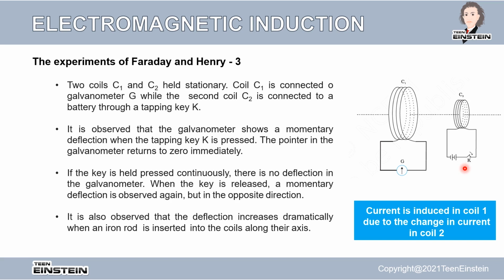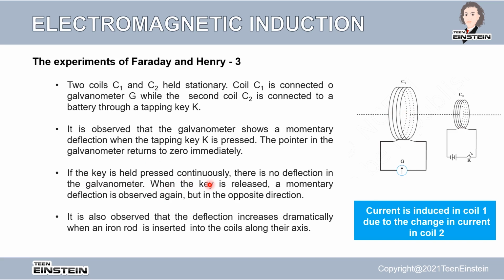So when the current is changing in this particular circuit, there is a current induced here, and the galvanometer shows a deflection. Right now they are not moving this coil, they are just keeping it stationary, but they are changing the current in the second circuit. If you change the current in the second circuit, it induces a current in the first circuit, right?